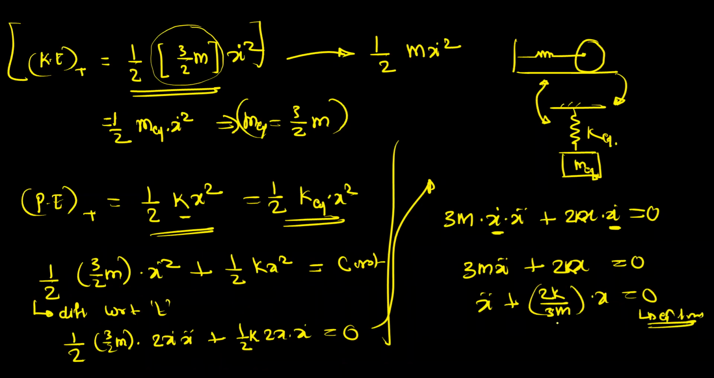And if you compare this equation with the simple harmonic motion, you will get the value. So this complete value is nothing but the omega n square. So that is equal to 2k upon 3m, and omega n is equal to square root 2k upon 3m. Okay. So this is how you can use the energy method and you can find out the natural frequency.